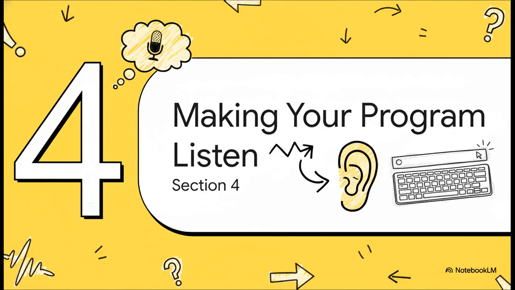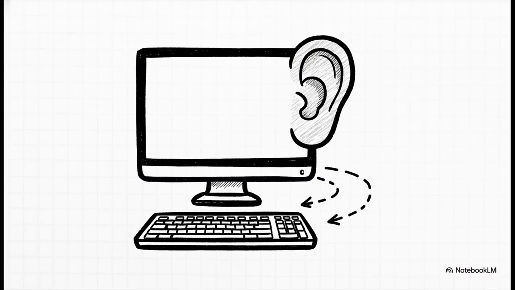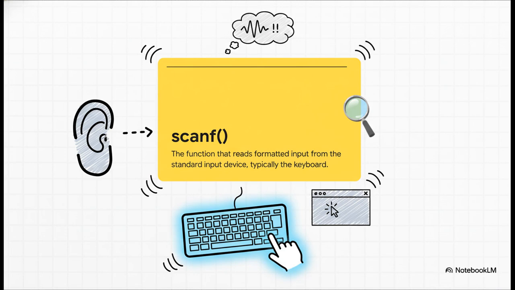But, a monologue is not a conversation. Now we need to teach it the other half, how to listen. For that, we grab another tool from our stdio.h toolkit, the scanf function. So if printf is for printing, you can think of scanf as being for scanning, as in scanning and reading input from the user. Now this is cool. When your program gets to a scanf function, everything just stops. It literally pauses everything and waits for you, the user, to type something and hit enter. This function is your program's ears.